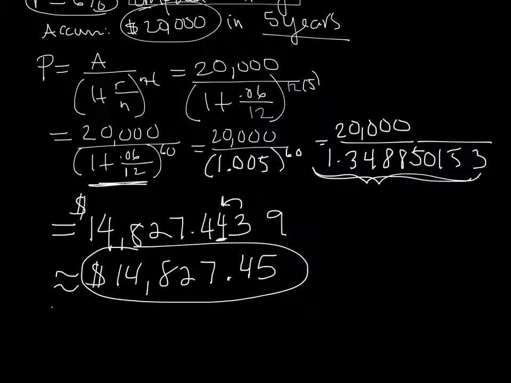So not too bad, all right? Just make sure you find out your A, your R, your N, and your T, and then it's easy to solve for P. So that was example 4.